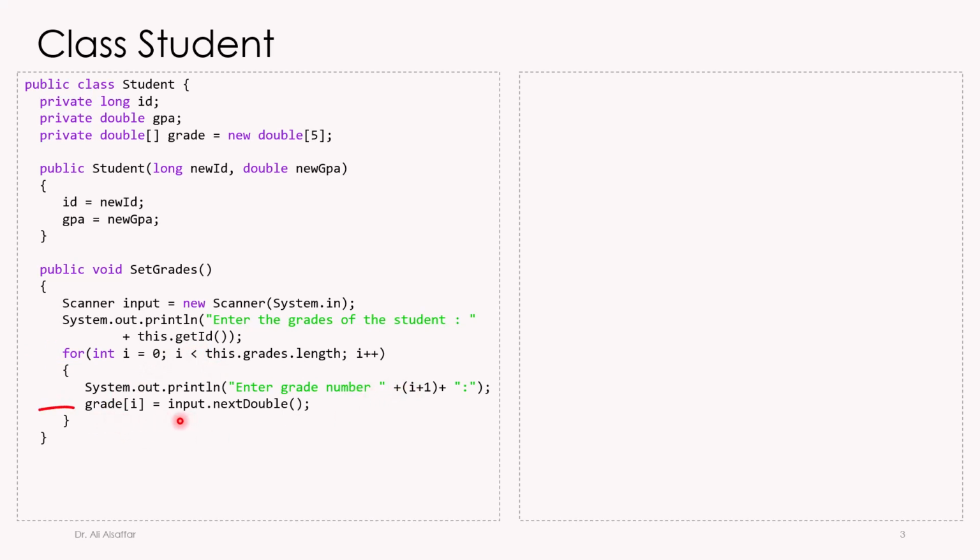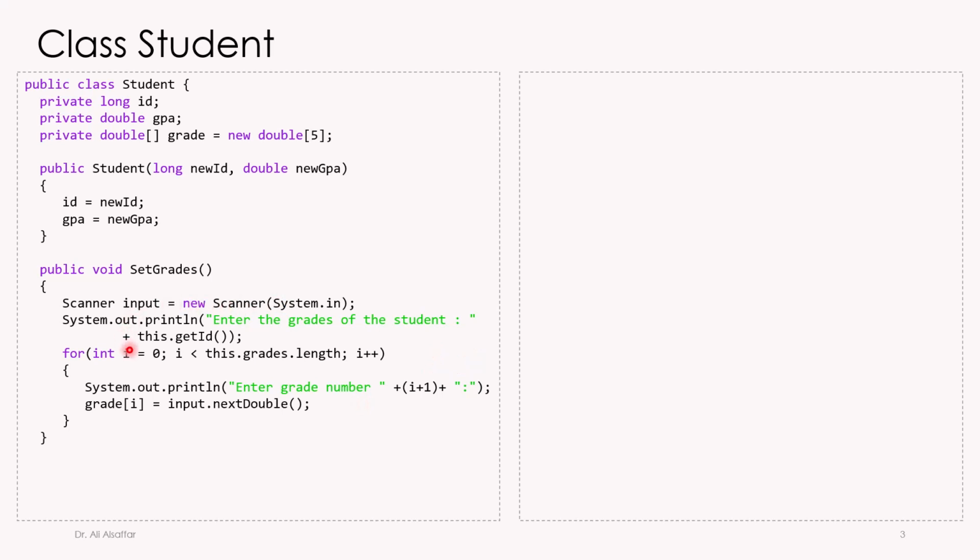Notice here we are reading the data from the user and saving the data directly into grade. So there is no need to save it into a variable, and then from that variable copy it into the array. Another thing, we know that for arrays indices start from 0. So therefore when we print a message asking the user to enter, let's say grade 1, grade 2, and so on, we need to start from 1. So this is why we are printing i plus 1 as a grade number.